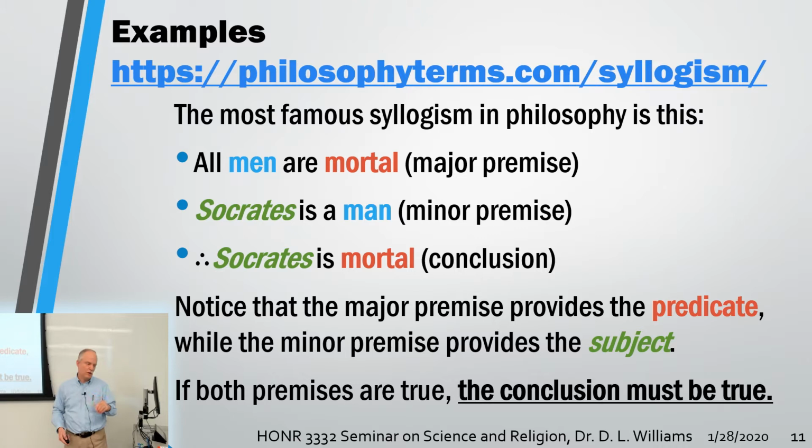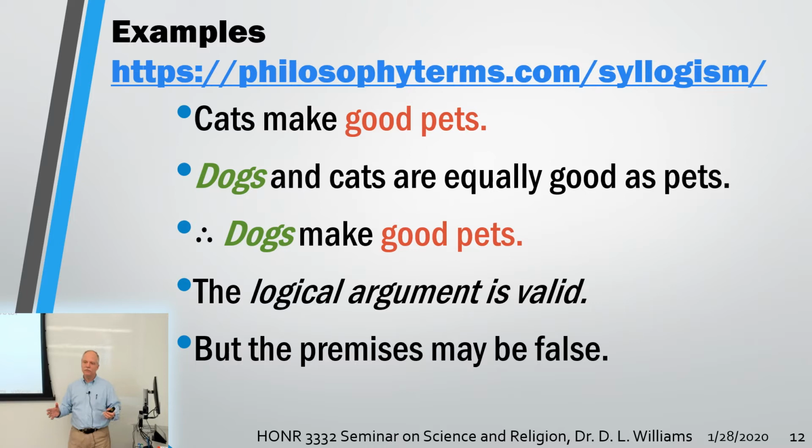So here's another one. Cats make good pets. Okay, that's the major premise. Dogs and cats are equally good as pets. Therefore, dogs make good pets. So the logical argument, and here's another term for you, the logical argument is valid, meaning if the premises are true, the conclusion follows. It has the correct structure of a valid argument. But valid doesn't mean true. Valid just means that it's constructed correctly. And if it's not constructed correctly, we say it has a mistake in form. So we would call that a formal fallacy. It's fallacious because it's in the wrong form. Okay? Not formal as in proper or well-dressed. Okay? It's a mistake in form. And so if you didn't have a correct structure to your syllogism, then it would be a formal fallacy. Okay? This one is correct in its form, and so it's a valid argument.